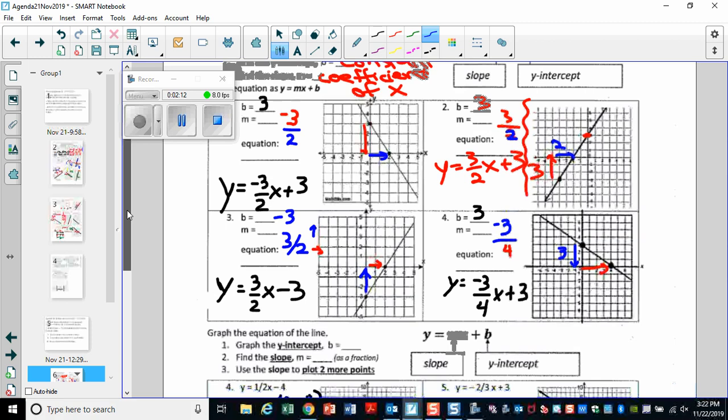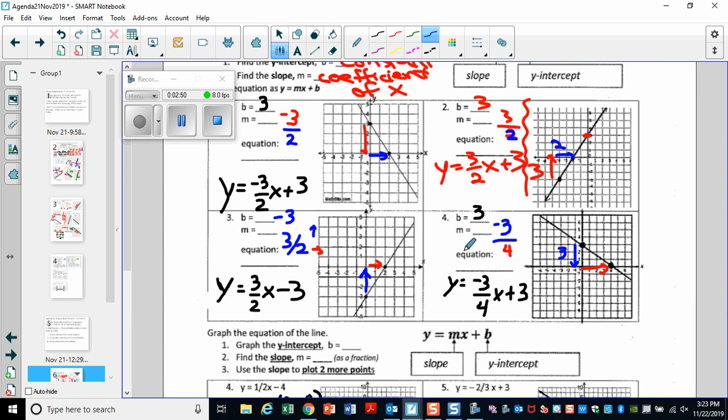Problem 3, we have our starting point, which is -3. And then notice that we go up 1, 2, 3. So that's our numerator, go up 3. And then we went to the right, 1, 2. So our slope again is -3/2x. But our y-intercept is -3, so that's where we get this -3 from. So many times if we know the y-intercept, that's our starting point. Then we just follow the trend.